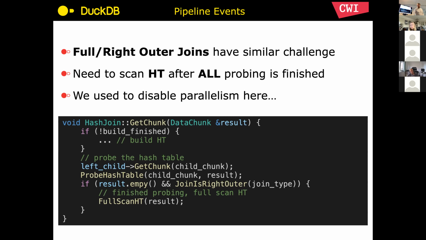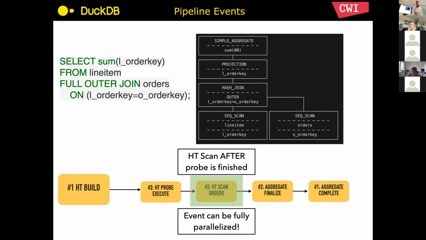And that's not great. So how do these events help with that? Well, the events, now that they're split up, again, we can schedule stuff in between these different events. So if we now have a full outer join, like we have here between the line item and orders table, we can have the execute first that does all the probing. Then we can do a scan of the orders, and then we can do the finalize. And now this event, the scan, can be fully parallelized right after all the probing. So now not only is our hash table probe parallelized, our hash table scan can be parallelized as well, which is of course great.